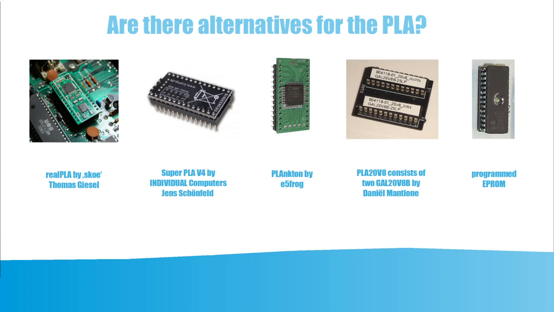They are in the price range from about 5 euros for the EPROM replacement to about 20 euros or more for the SuperPLA. More infos and shops where you can buy them you can find in the video description. And if you want to know more about the PLA or really want to deep dive, then you can find additional information in the description too. Have a look, it's worth it.